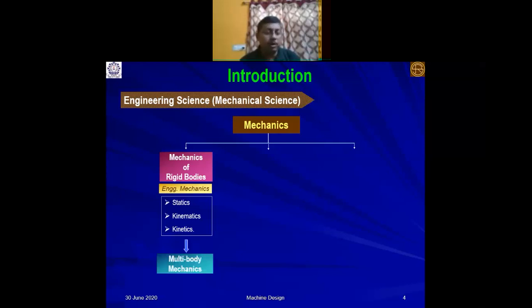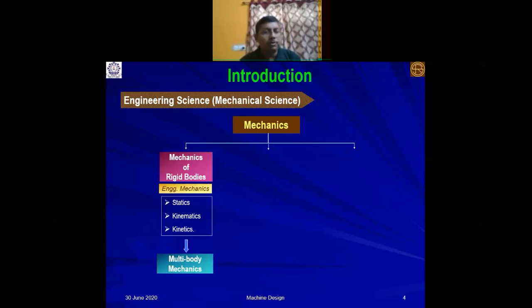When two bodies or a number of bodies are connected through joints, they form a multi-body system, and that is called multi-body mechanics, and that has been learned in your theory of machines class or mechanism class, theory of mechanisms class. So it is nothing but multi-body mechanics, and it is an extension of mechanics of rigid bodies.